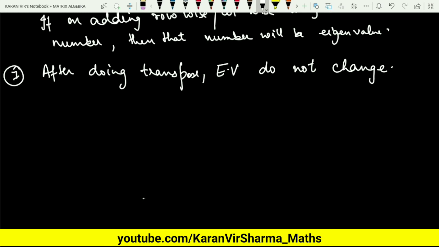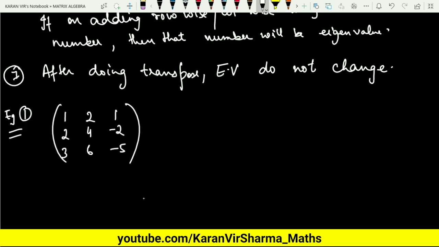So the first question here: if you are asked to calculate the eigenvalues, the first thing you can observe is the row sum. 2 plus 1, which is 4. Again, if you take the row sum for this, it will be 4. 3 plus 6 is 9, minus 5, again 4. So we have 3 eigenvalues, and the first eigenvalue is 4.